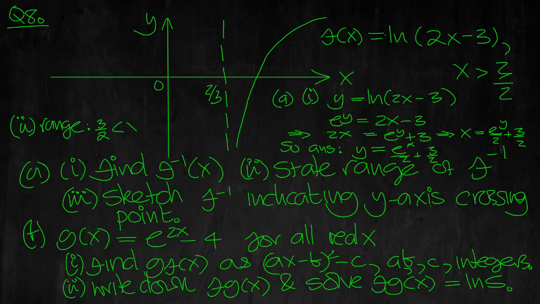So we can write it from left to right if we wish. So it doesn't touch 3 over 2, does it? Because minus infinity is not a number. But it shoots up to infinity, so there's no upper limit to these values. So that's the range then. Part 3, sketch this indicating the y-axis crossing point.